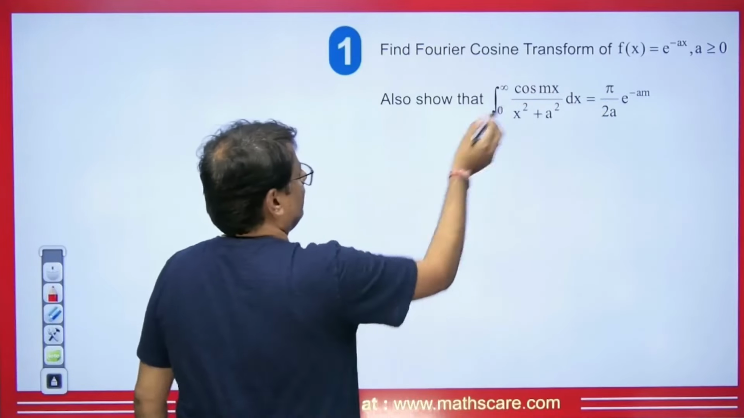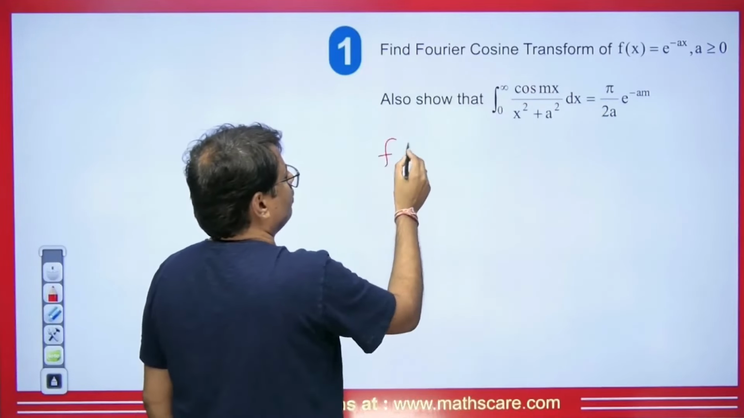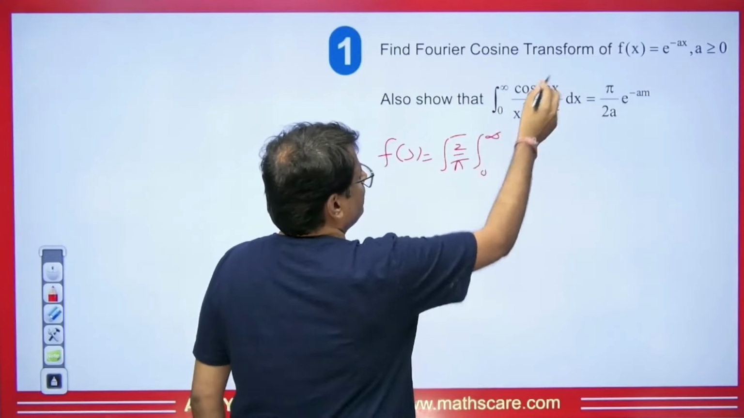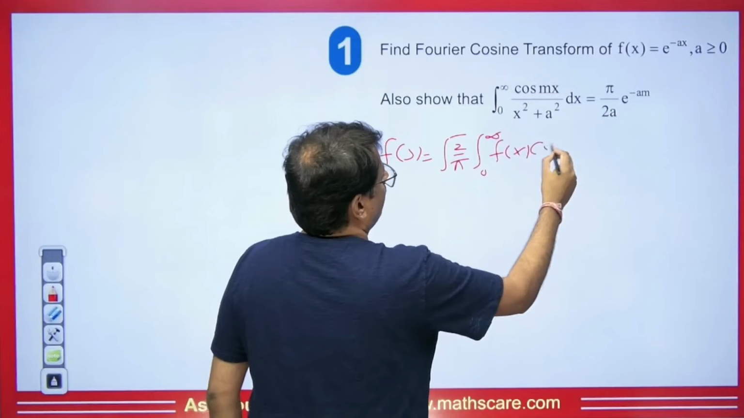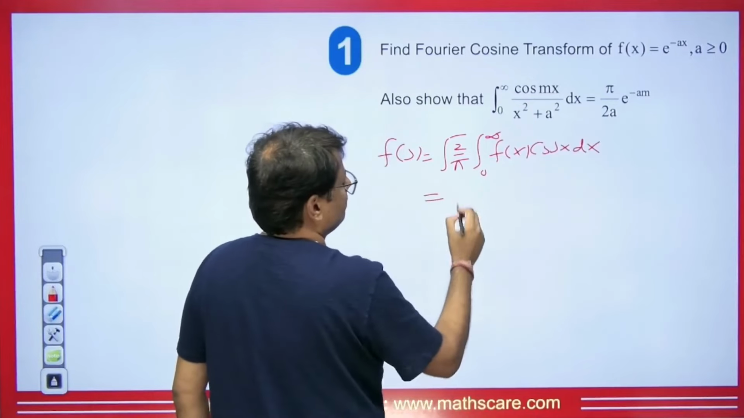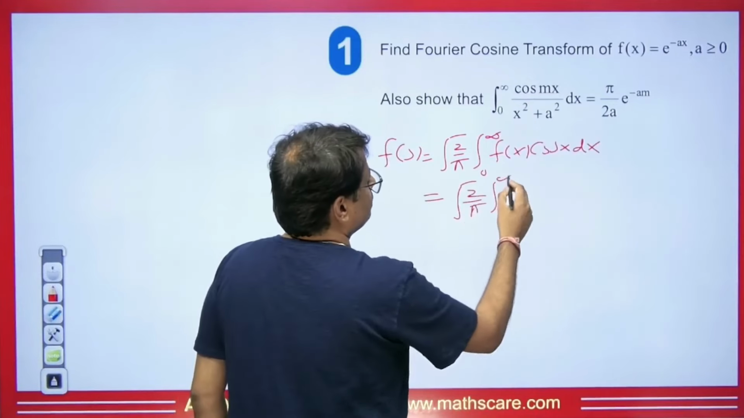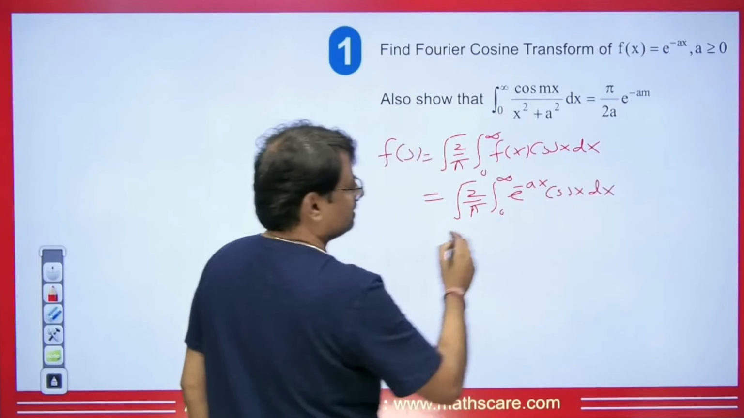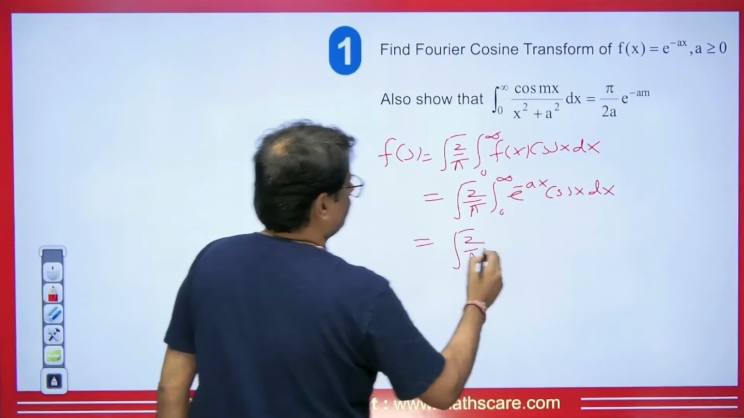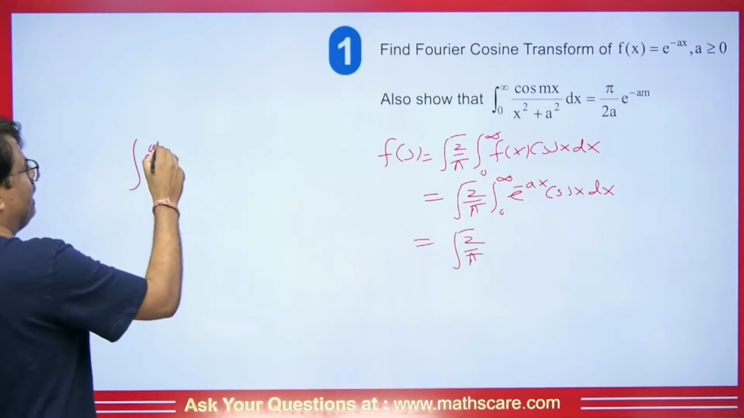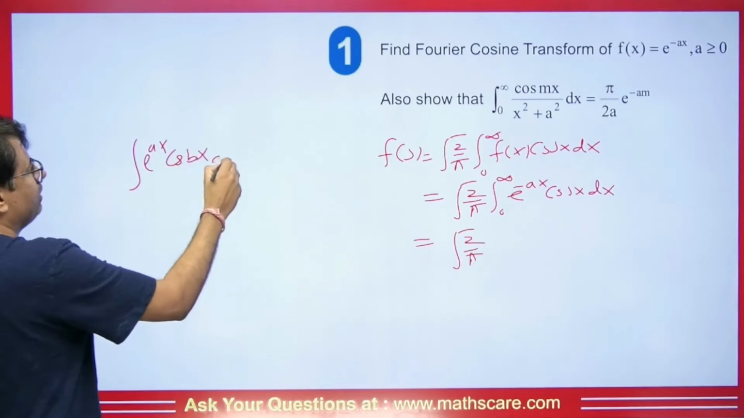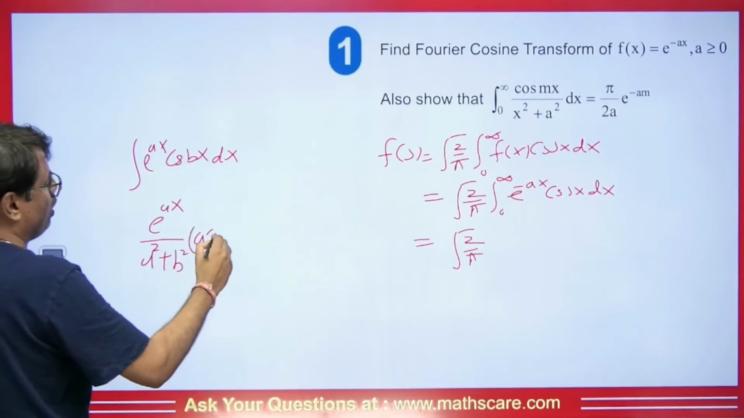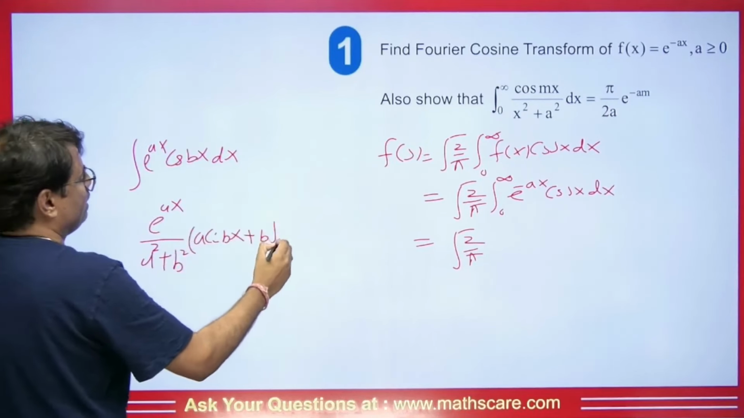We have a function fx, and if we want to find the Fourier cosine transform, we know fs is equal to 2 by pi, and here we have 0 to infinity, and from here in the equation we will be getting fx cos sx dx. So the value we will be getting here is from 0 to infinity of e to the power minus ax cos sx dx. This is the formula if you have studied this. Here we have a formula where the integral of e to the power ax cos bx dx is e raised to the power ax over a square plus b square, times a cos bx plus b sin bx, right?